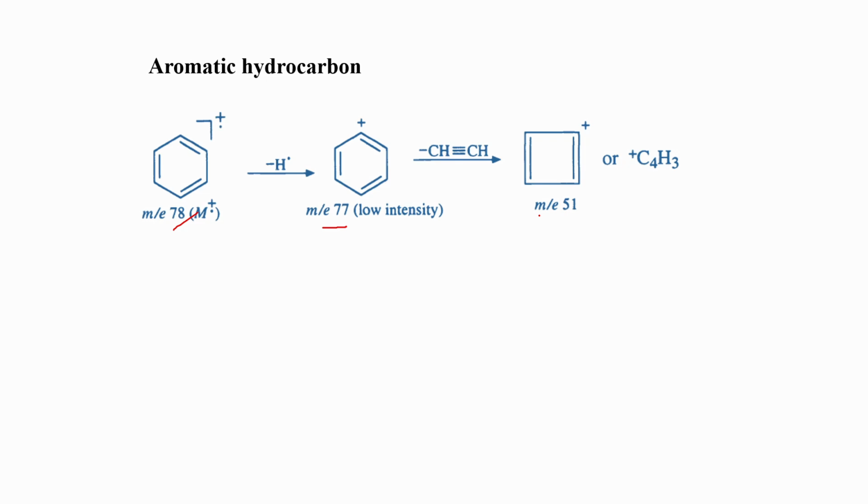Benzene first removes a hydrogen radical, forming a phenyl carbocation, which is very unstable, and hence its peak is with very low intensity at m/z value 77. It eliminates a molecule of acetylene, forming cyclopentadienyl carbocation with m/z value 51.